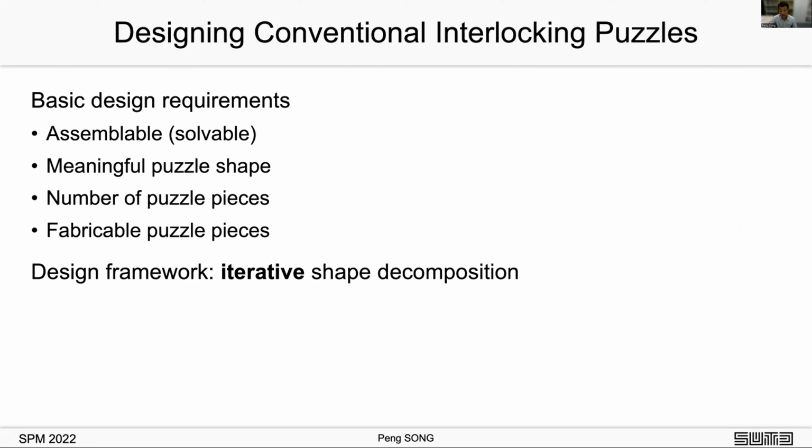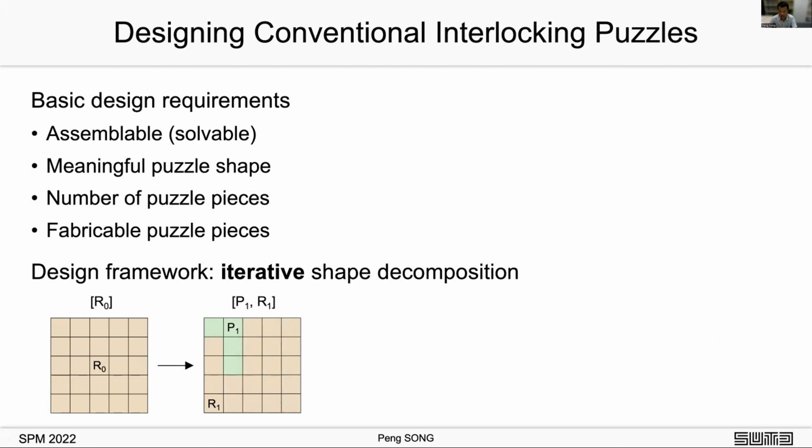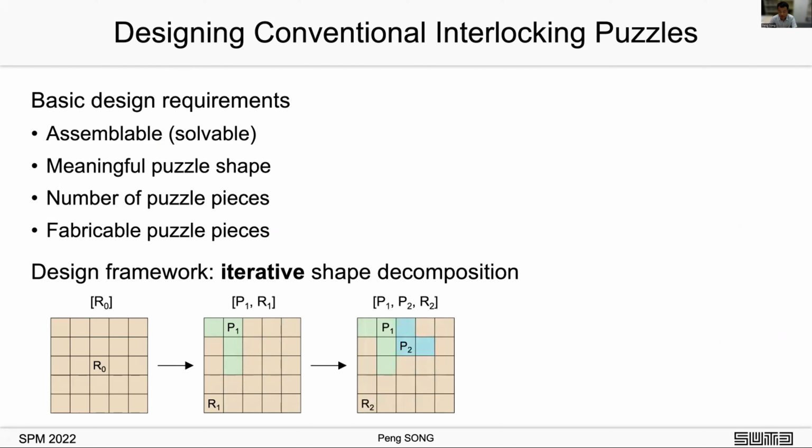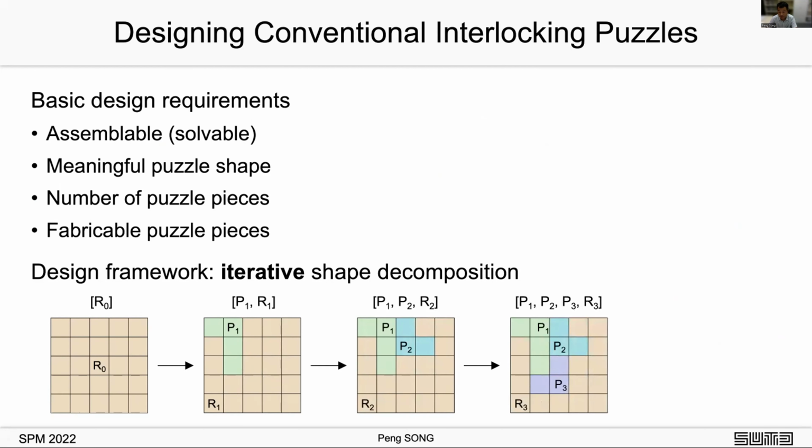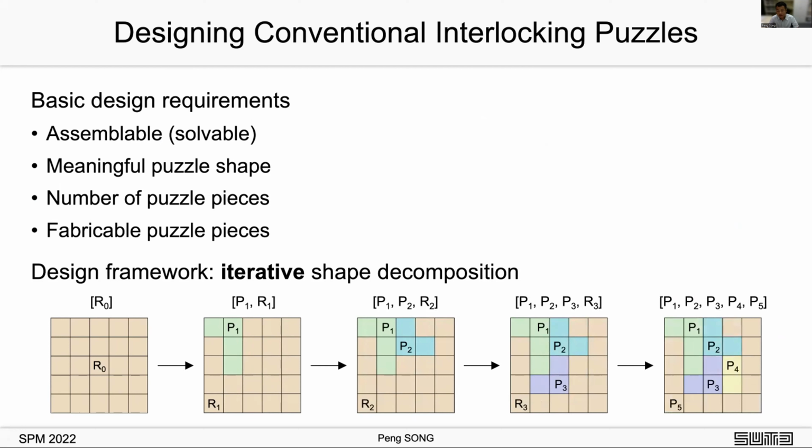To satisfy the basic design requirements, we propose a design framework based on iterative shape decomposition. Starting from the input shape, we decompose it to extract the first puzzle piece P1, and the remaining puzzle is called R1. Next, we decompose R1 to extract the second piece, and we iterate this process until it generates n puzzle pieces. We can ensure that the resulting puzzle is assemblable by requiring that the P1 can be taken out from R1. And the fabricable puzzle pieces requirement is satisfied by ensuring that each extracted puzzle piece has connected geometry.